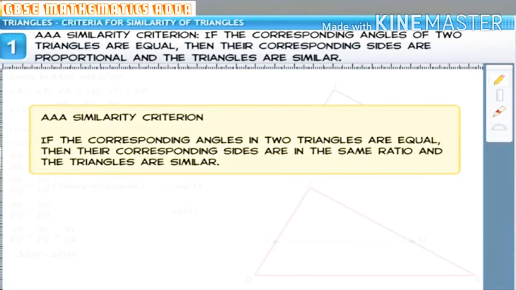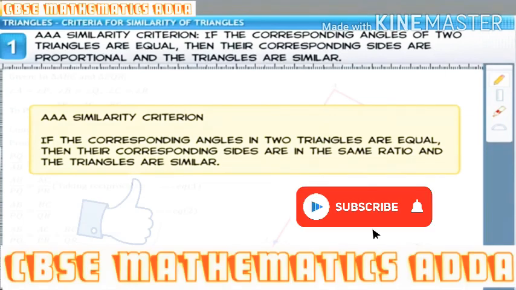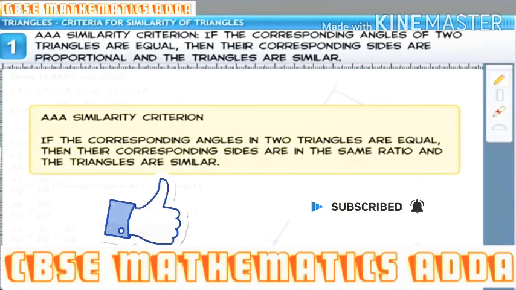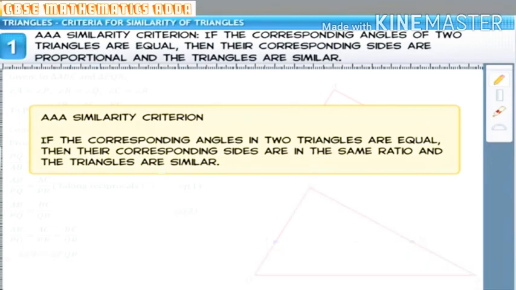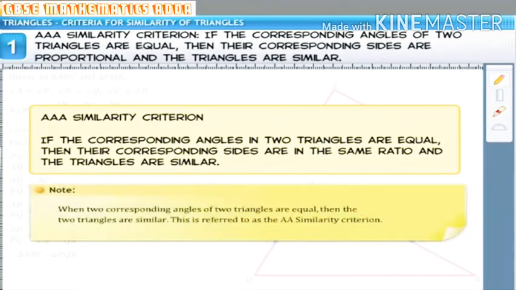So this is all about your angle similarity criterion. That is, if the corresponding angles in two triangles are equal, then their corresponding sides are in the same ratio, and hence the two triangles are similar. Another thing, note here: if two corresponding angles of two triangles are equal, then also the two triangles are similar, and this is referred to as angle similarity criterion.